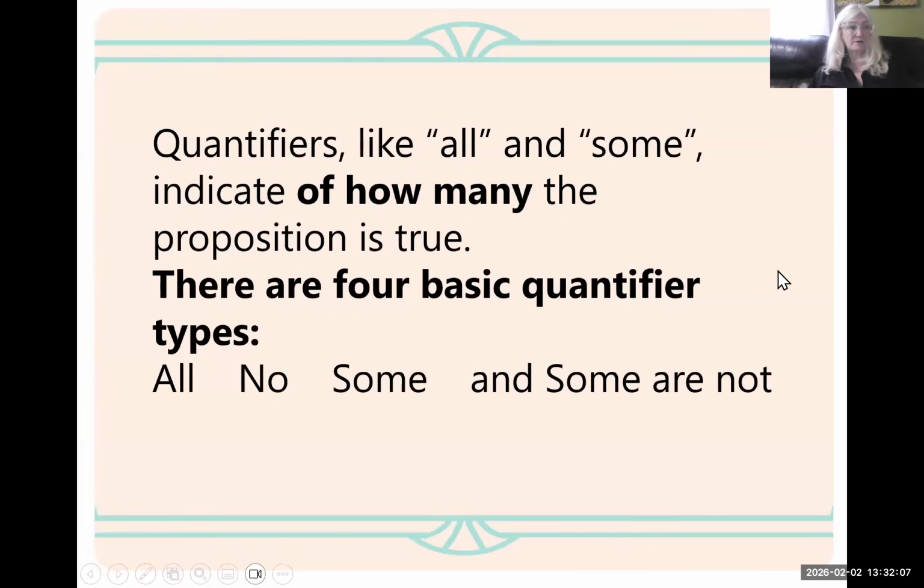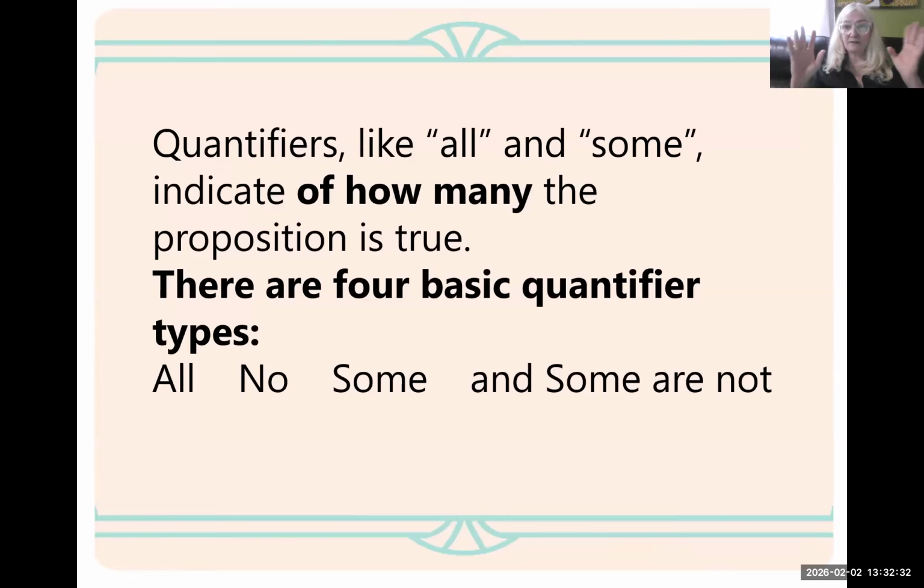The quantifiers are the words that come from the concept of quantity, or of how many the proposition is true. So all: of how many? Well, every single one of them. Some: at least one. Some are not is partial exclusion, and no is total or full exclusion.